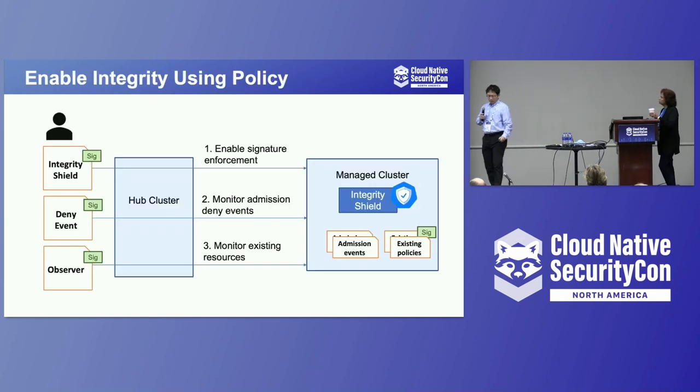And the question is how this mechanism can be enabled on a large number of managed clusters. So for deploying this admission control, Integrity Shield, we use policy. Actually, the Integrity Shield policy is used to deploy the Integrity Shield admission control on the managed cluster. Then we also have two different policies. One is for detecting the deny admission events to the cluster, so we can detect what kind of admission request is actually blocked because of the bad signature.